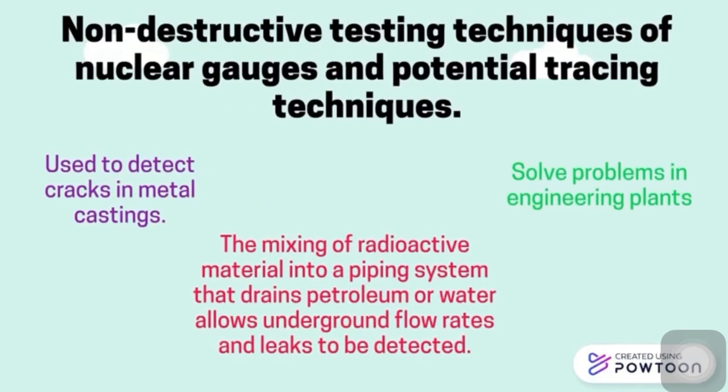The second one, non-destructive testing techniques such as nuclear gauges and potential testing techniques. For example, they are used to detect cracks in metal. And then radioactive material mixed into a piping system that drains petroleum or water allows underground flow rates and leaks to be detected, and solves problems in engineering plants.